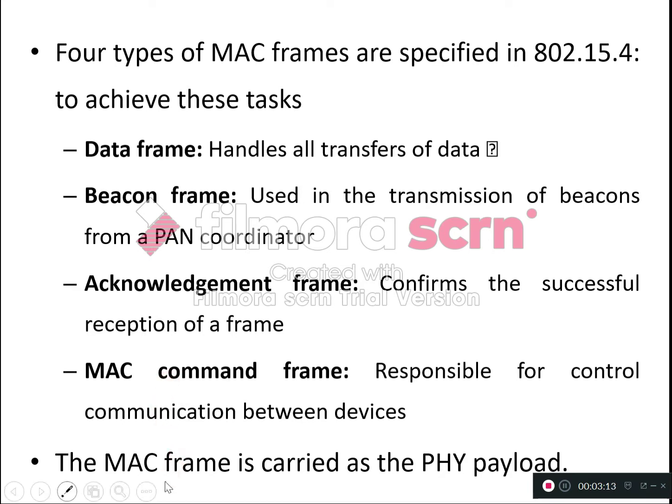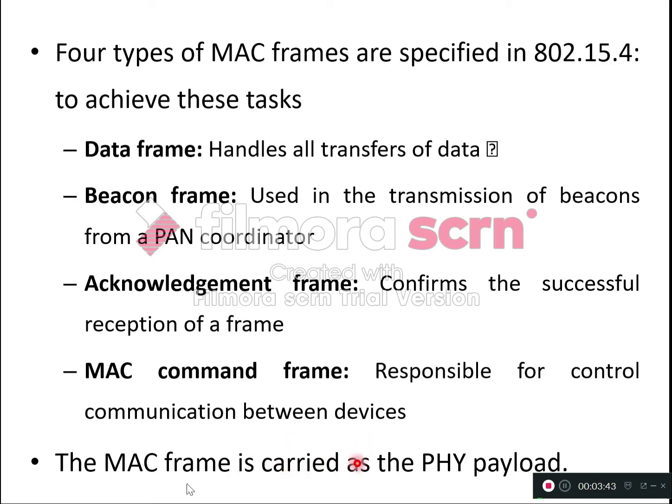The MAC frame is carried as the 5 payload. So what is the MAC frame? We have seen in the previous class the 5 frame, right? So what are the different contents of the 5 frame? There was a frame controller, there was a payload and other frame starting point and all those things we have studied in the 5 frame. So let us see what are the contents of the MAC frame.